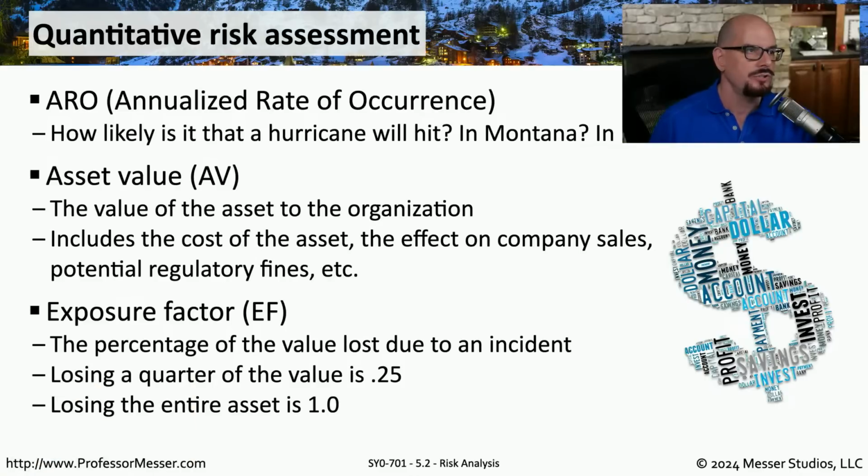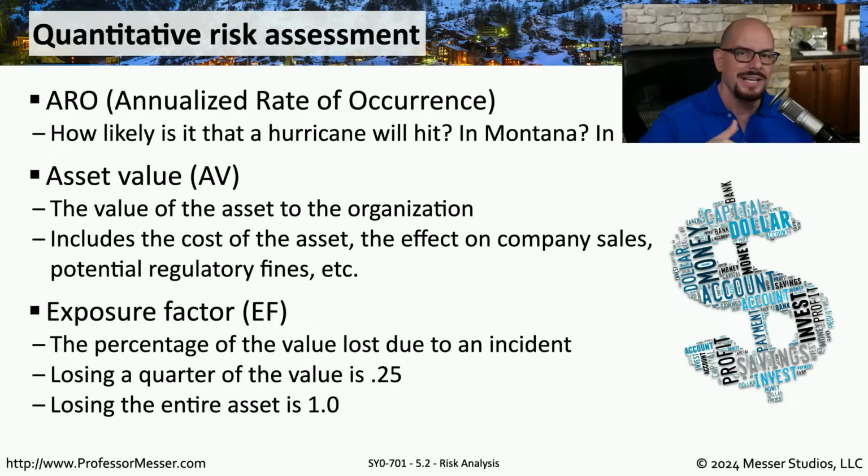And then you have exposure factor. Exposure factor is the percentage of the value lost due to an incident. So if a quarter of that device is not available, that's 0.25 or 25%. If the entire asset is not available, then your exposure factor is 100%. It's just not there and not available to us. If some of the asset is available, though, then we might have a lower version because it is a percentage.